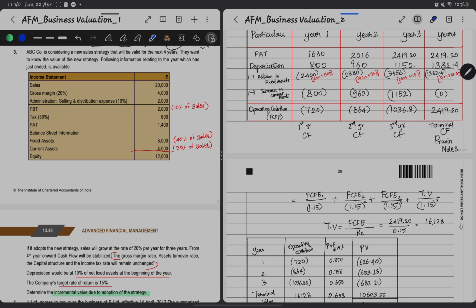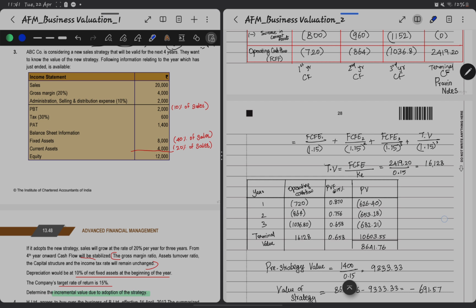So 2419.2 divided by 0.15. In case they told us that from the fourth year onwards it will be a 10% increase, something like that, then what we have to do is 2419 multiplied by 1 plus g, so 10% added, divided by 0.15 minus 0.10. Here we will not be doing that because the cash flow will be stabilized. So 2419 divided by 0.15 will give us 16,128. This will be the terminal value.